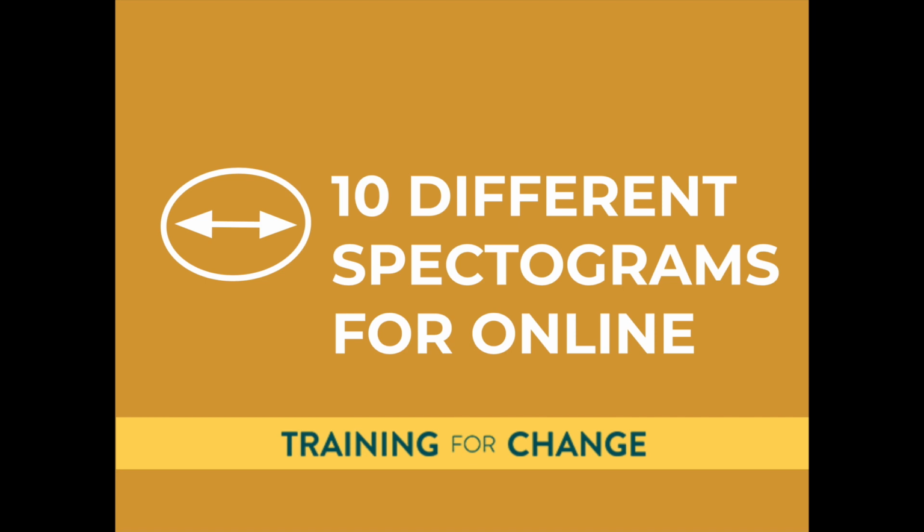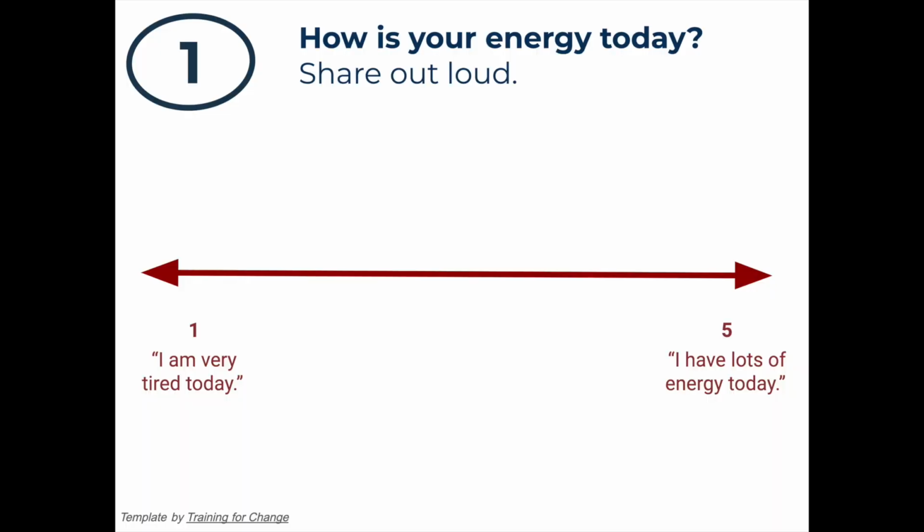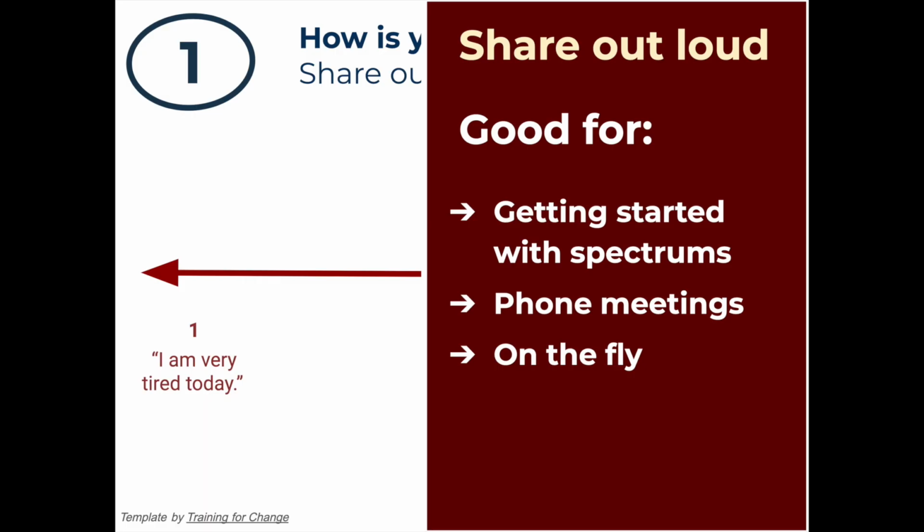Now let's look at 10 different ways you can do spectrograms online and what each option is useful for. For the most basic spectrogram, tell people what two ends of a spectrum are and ask each person to share out loud where they are. For example, on a scale of 1 to 5, with 1 being very tired and 5 being you have lots of energy, where are you today?